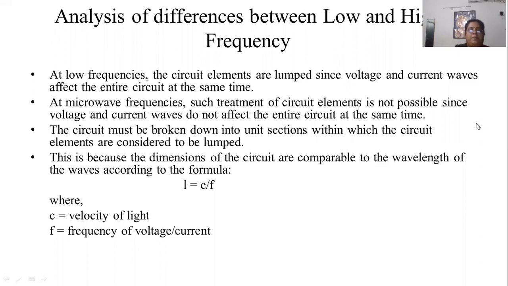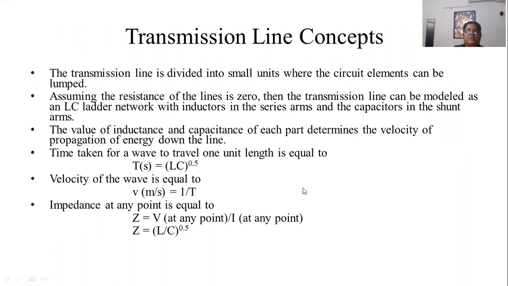The circuit must be broken down into unit sections within which the circuit elements are considered to be lumped. This is because the dimension of the circuits are comparable to the wavelength of the waves according to the formula, where c represents the velocity of light and f represents the frequency of the voltage and current. Transmission line concepts. The transmission line is divided into small units where the circuit elements can be lumped.